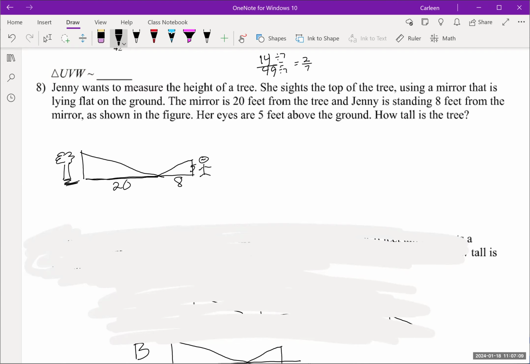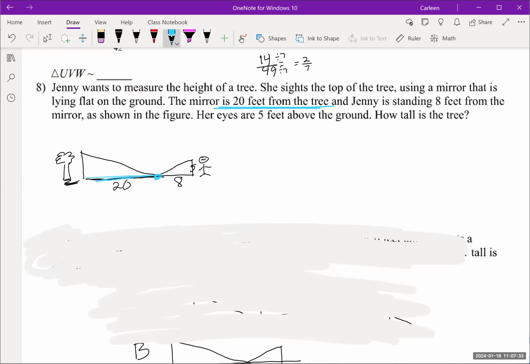Okay, I'm glad you told me that. Can you tell me which part is the most confusing? Like, do any of the numbers make sense or all of the numbers don't make sense? Okay, let's go over this again. The mirror is 20 feet from the tree. This is the mirror right there.